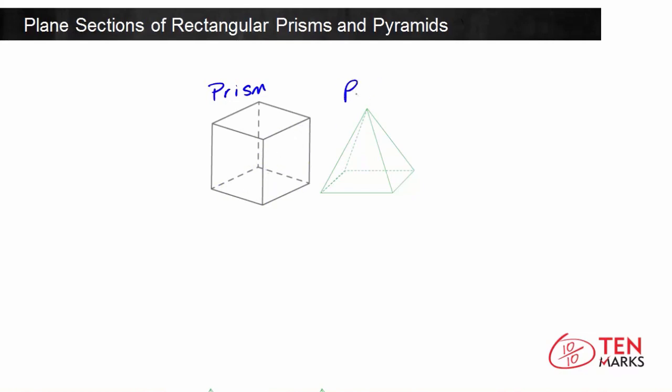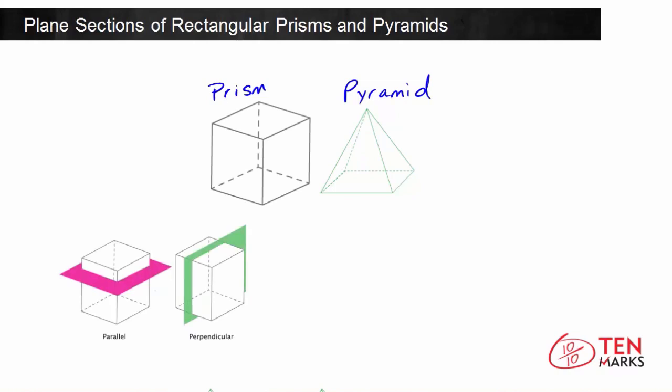Now over here, I've got my pyramid. And this is a square pyramid where the base is square and the sides are triangles like all pyramids have. So what we're going to do is make cuts that are perpendicular and parallel with respect to the base. And let's start with the prism. So I'm going to show you what a perpendicular and a parallel cut would be. And again, we're working with respect to the base. So parallel to the base or perpendicular to the base.